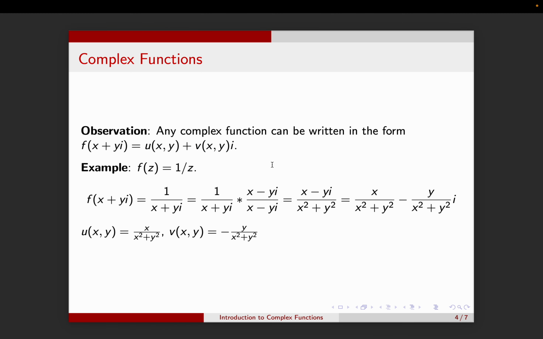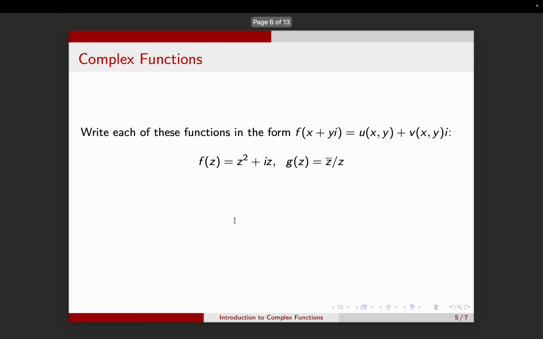So any complex function can be written in this form if you want to write it in that form. Of course, f of z equals 1 over z is much cleaner looking than all this stuff, but it's just a matter of perspective. Do you want it written in the form a plus bi or not? It just depends on what you want. Okay, so here's an example.